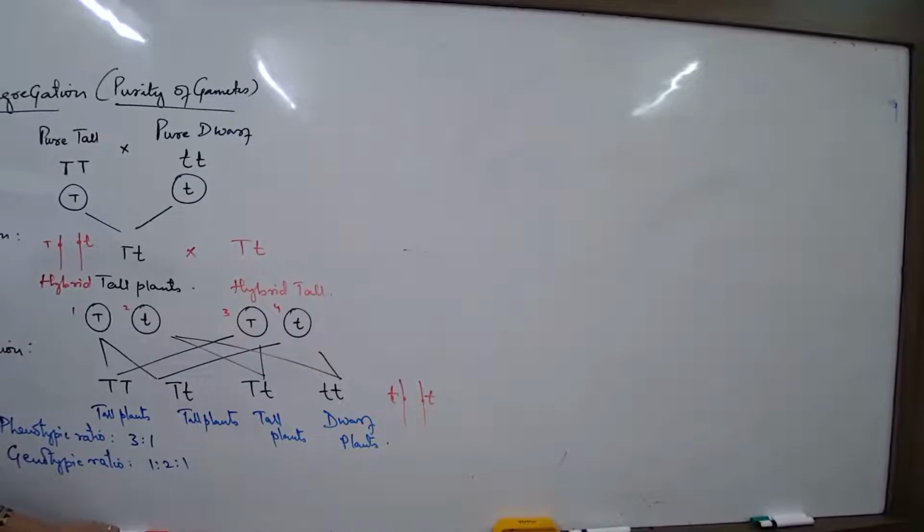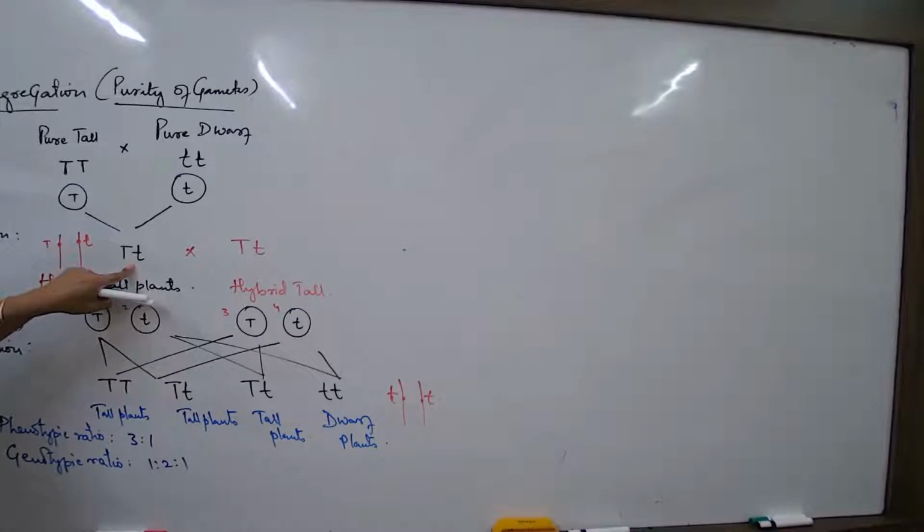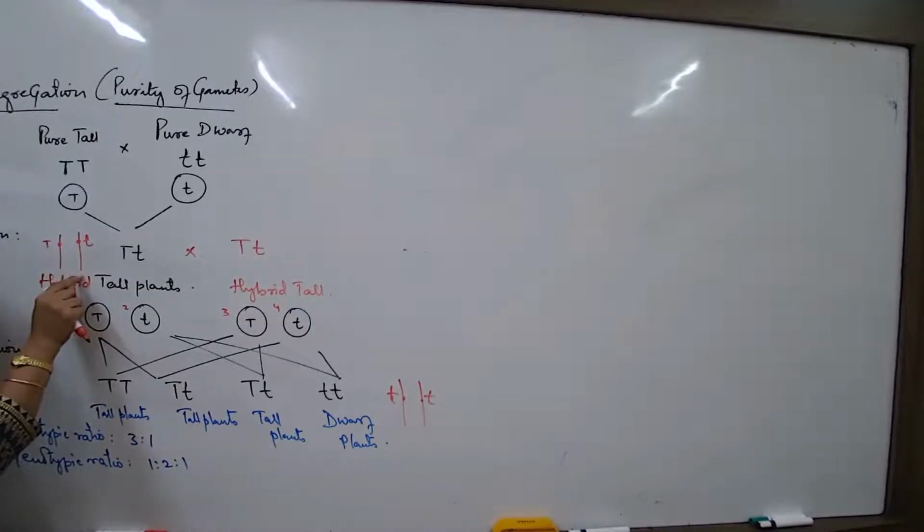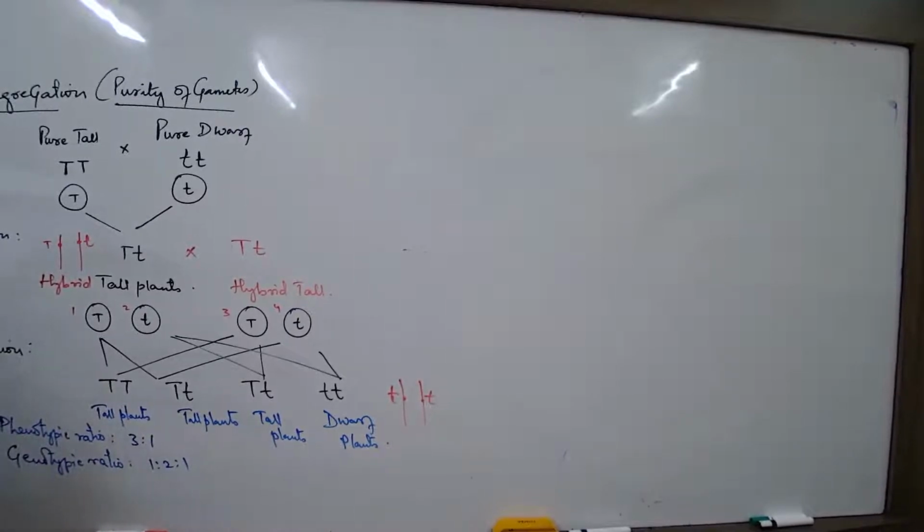So what I'm saying is that whenever we are talking about the concept of segregation, listen to the statement. In the F1 hybrid, the two contrasting alleles or the two contrasting traits, either you write in the form of an allele or you write in the form of a trait. Both ways you can write. So let me say, in the F1 hybrid, the two contrasting alleles are present in two distinct chromosomes. They never mix or blend and segregate during gamete formation.